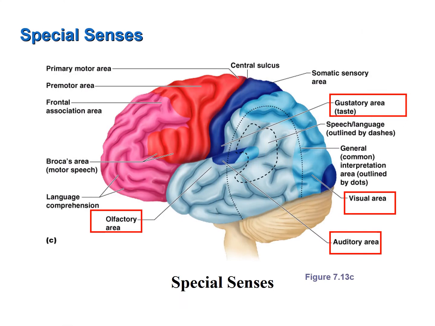I do want to take a moment to note that the areas of the brain responsible for our special senses are all in the cerebral cortex. I will not require you to identify or even name any of these areas. I simply want you to know that our ability to taste, our ability to see, hearing and balance, as well as to smell, are all the responsibility of nuclei in the cerebral cortex.